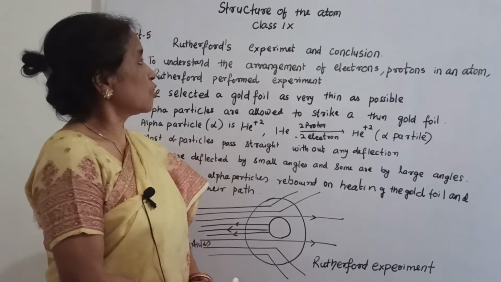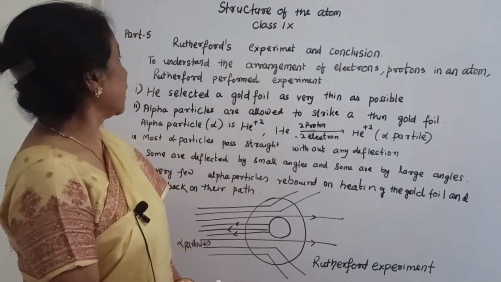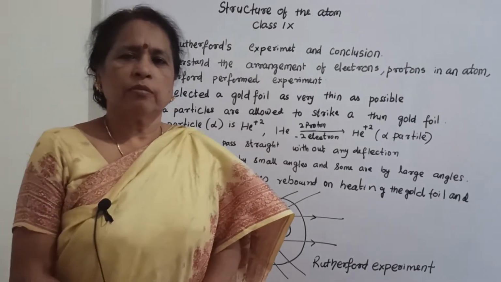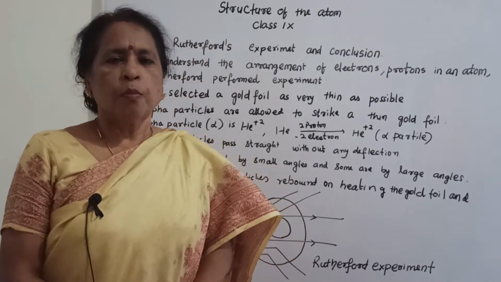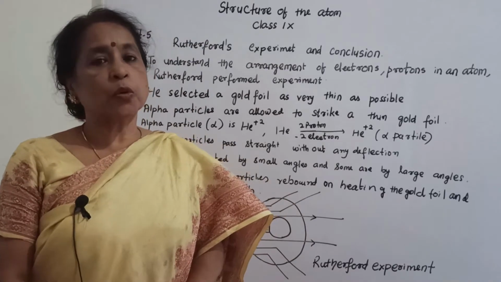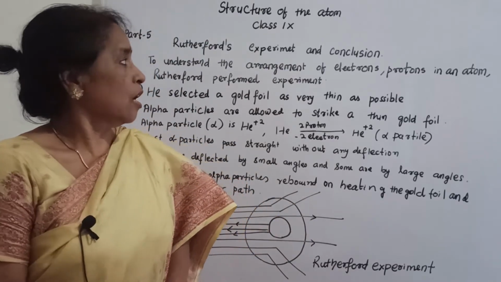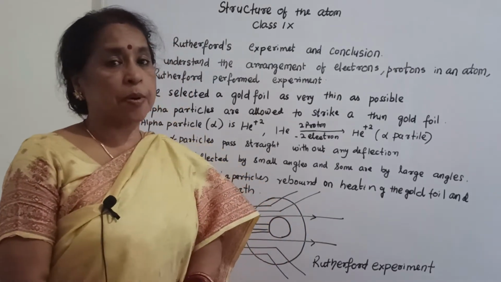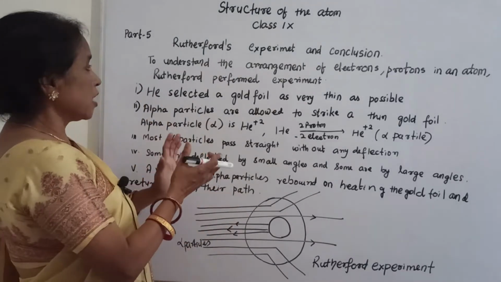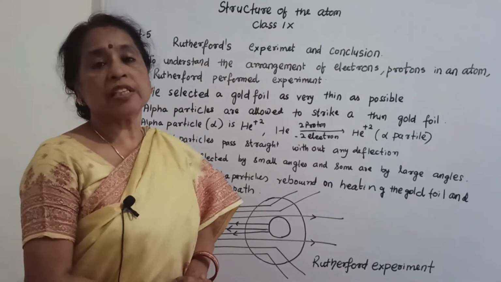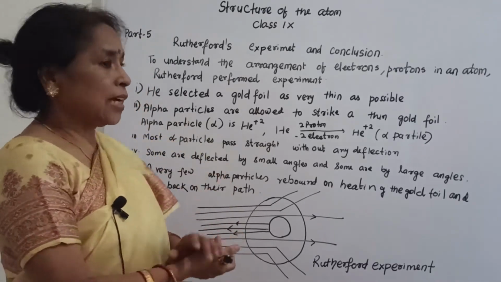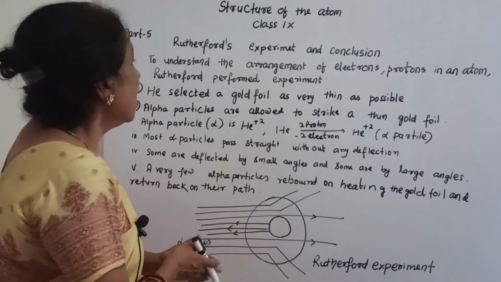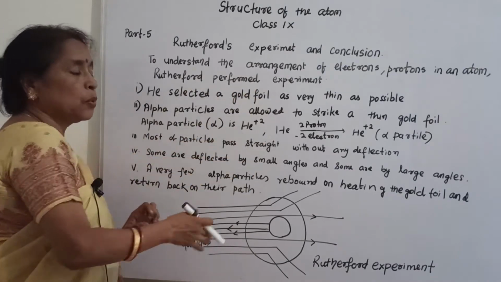Welcome also to the students of class 9. The chapter is the structure of the atom, and the main topic is Rutherford's experiment and its conclusion. Here we know Bohr's model of atom. Bohr's model of atom could not explain different questions raised by scientists, and then the scientist Rutherford came and did some experiments to understand the arrangement of electrons and protons in an atom. For that he did one experiment, called Rutherford's experiment.